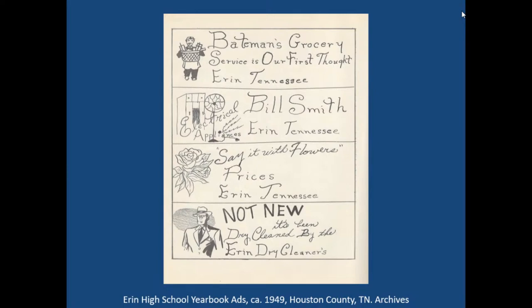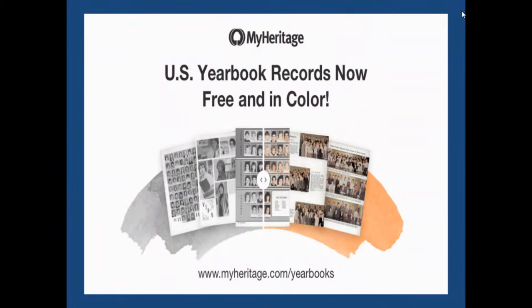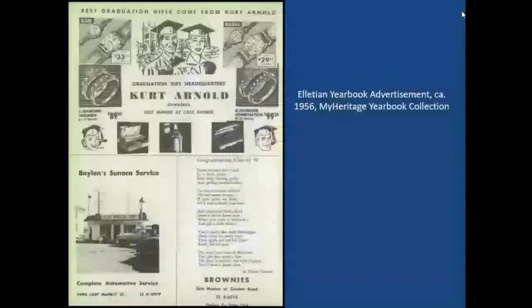MyHeritage. I told you MyHeritage has a fantastic collection of yearbooks on their website. I would encourage you to go over there and look at what they have. I've done that, and I have been very fortunate in that I found an advertisement. This is the Aleutian yearbook advertisement. This is Ellett High School in Ohio. This is the high school that my father went to. This is from 1956, and as you can see, it's got advertisements for the local businesses there.